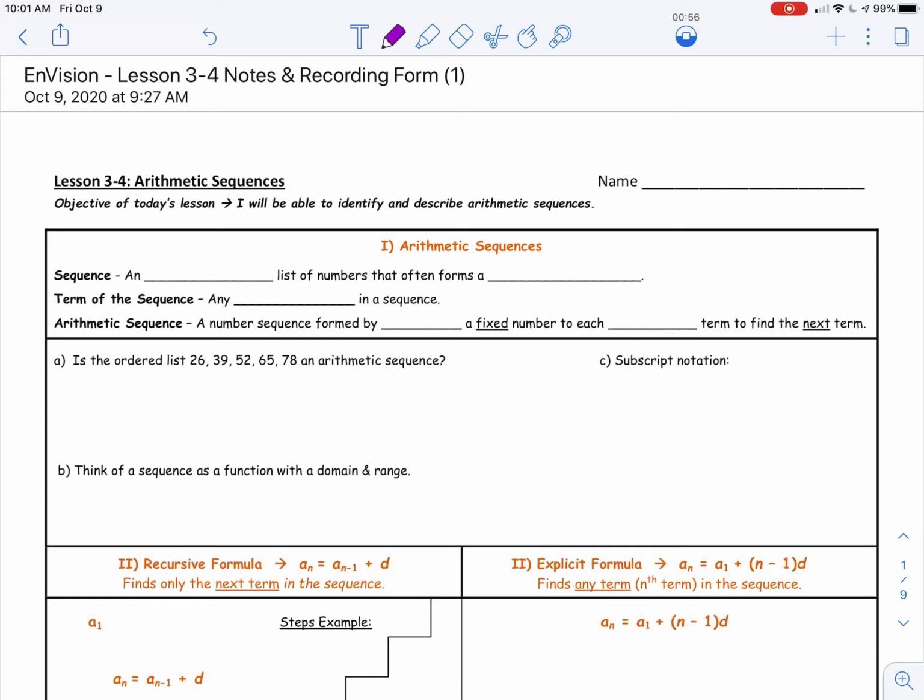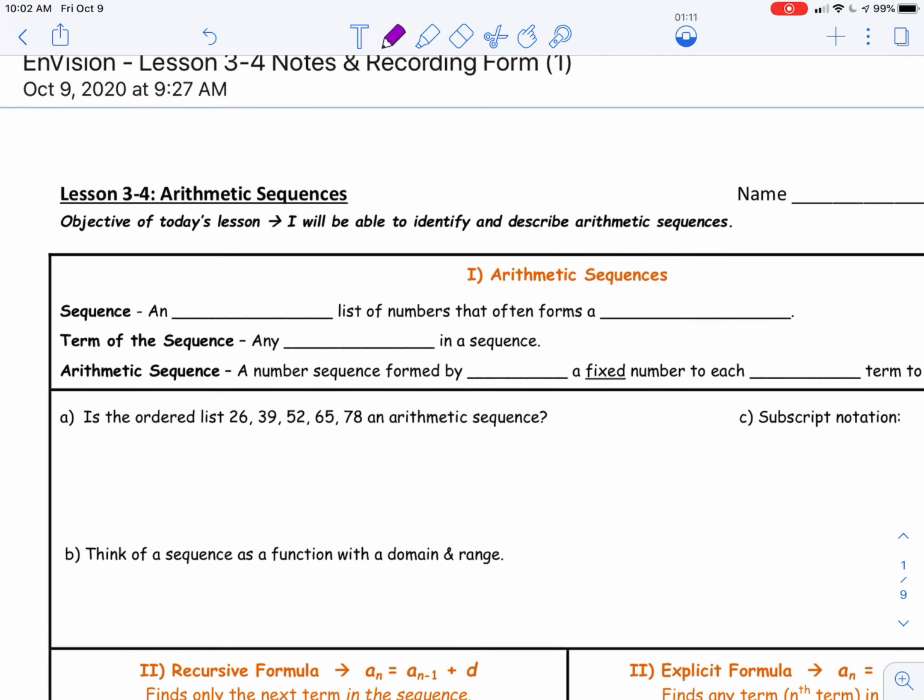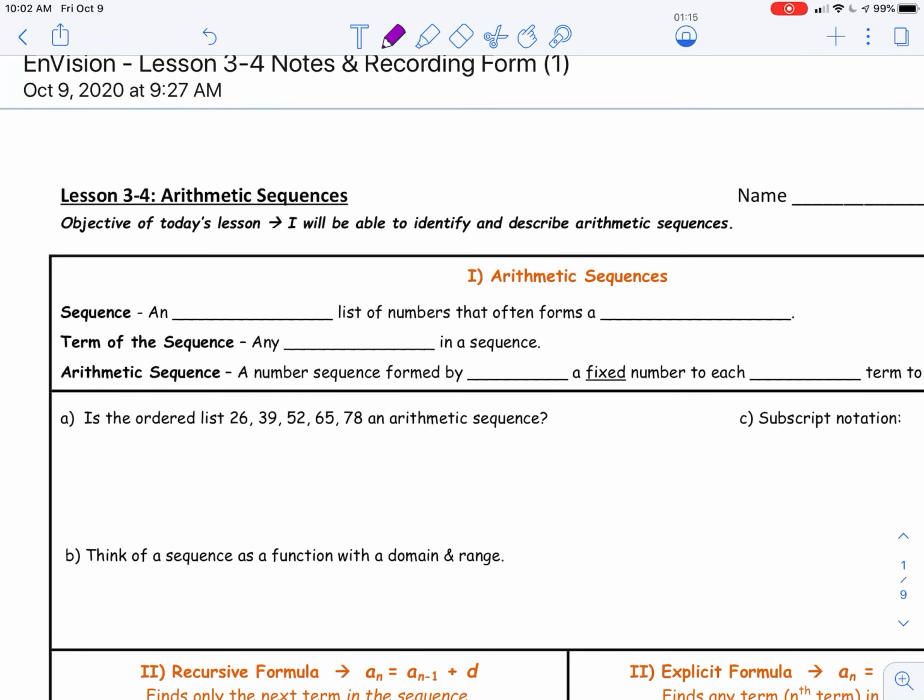Today's lesson, the objective is that by the end of this, you'll be able to identify and describe arithmetic sequences. And yes, that is spelled like arithmetic, but it is pronounced arithmetic. So arithmetic sequences is what we're going to be talking about today. So let's go ahead and get a few vocabulary terms identified. First of all, we're going to be talking about a sequence.